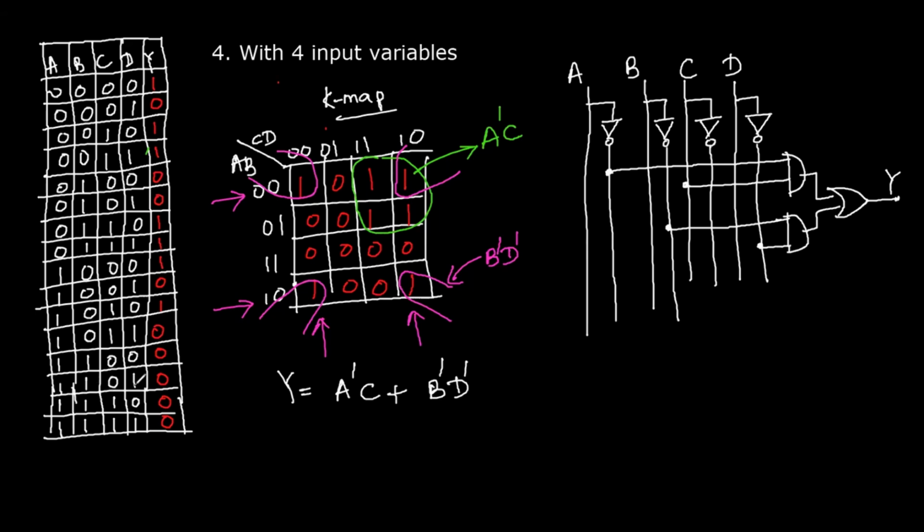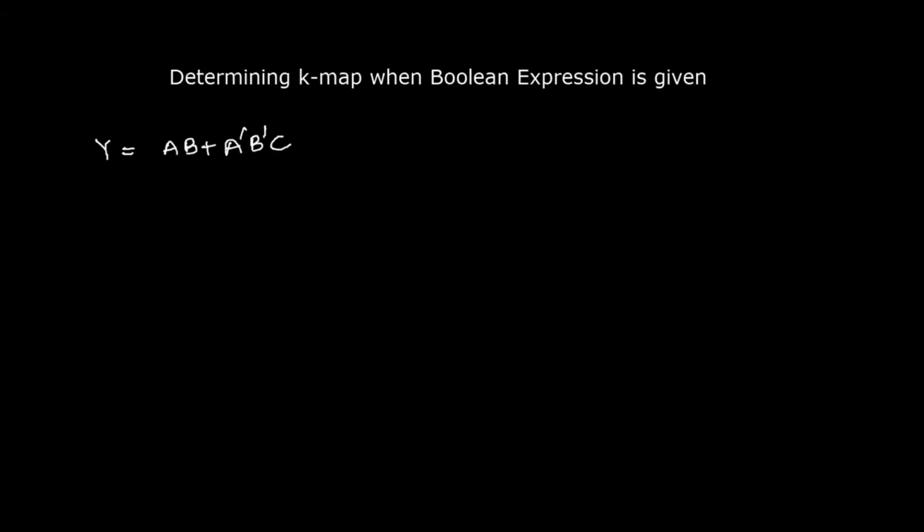You have a complicated 4 input variable, but your K-map can be used to simplify this Boolean expression, just 2 combinations with this easy grouping method. So I hope K-maps and combinational logic circuits were easy for you now. And let's move on to how you can come up with a truth table when your K-map is given. So we'll dive into determining a K-map when your Boolean expression is given.